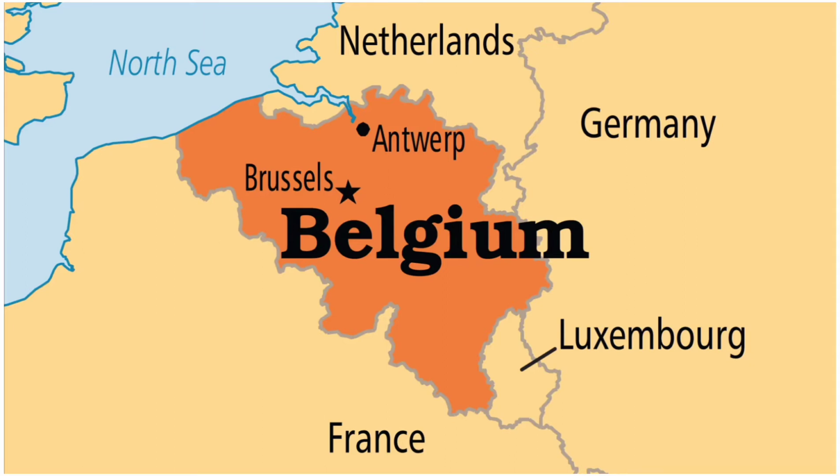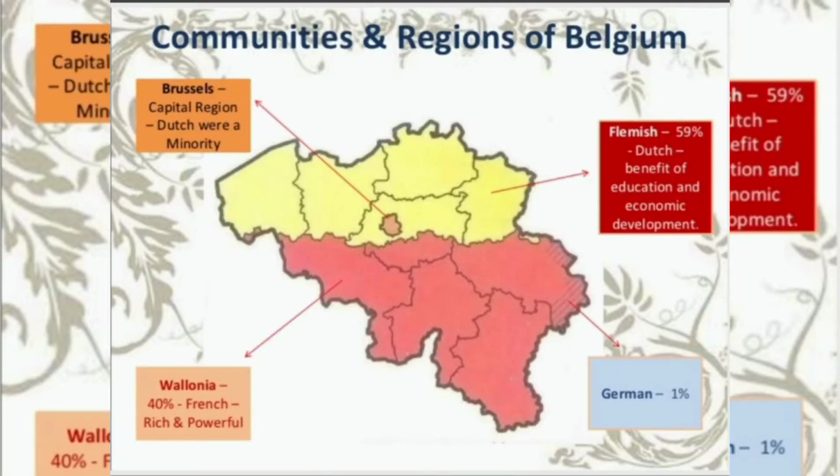Now let us discuss what the ethnic problems were in Belgium. Of the country's total population, 59% lives in the Flemish region and speaks the Dutch language. Another 40% of people live in the Wallonia region and they speak French. The remaining 1% of Belgians speak German. And in the capital city Brussels, 80% of people speak French while 20% are Dutch speaking.